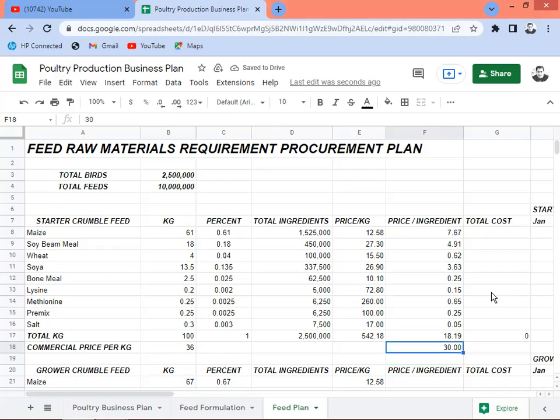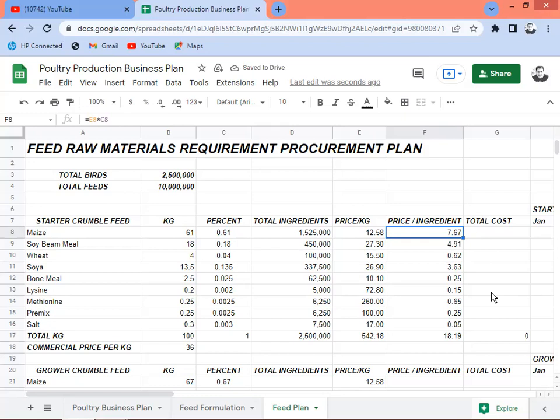So this is per bag. We're still going to divide that by 50 because I was paying for the 50-kilogram bag. So it means paying for the production of the starter feed is only about 0.6 of a peso per kilogram. So you add that to the 18, that would still be very minimal. So we're really saving some money. We'll find out the total cost later.